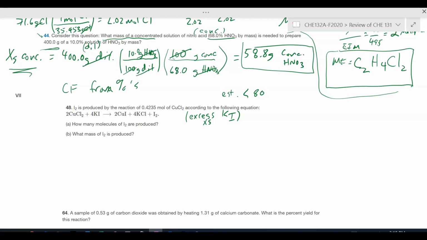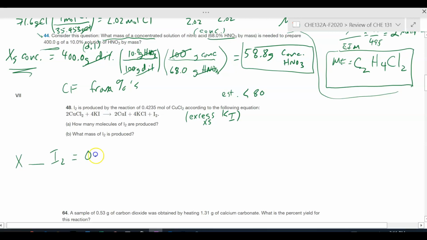All right, so we're asked how many molecules and what mass of I2 are produced. What I'm going to do is I'm going to start my calculation out. I'm going to say X, and I'm going to put blank there I2, because I don't want to do it twice, and we can get both of them from this.